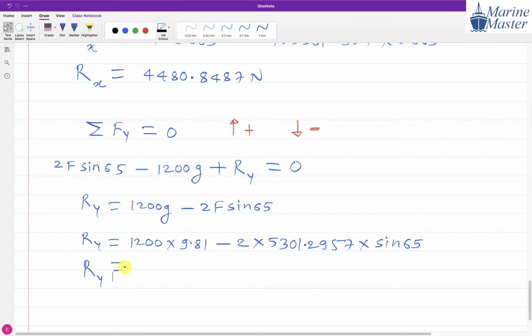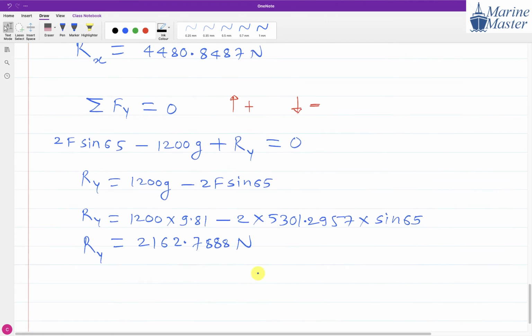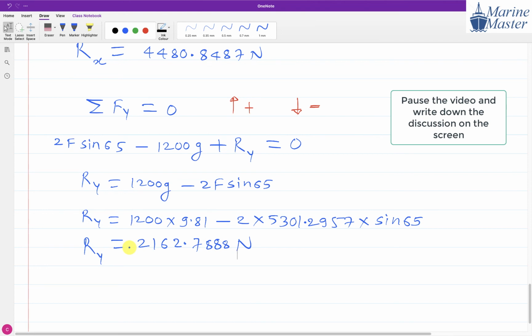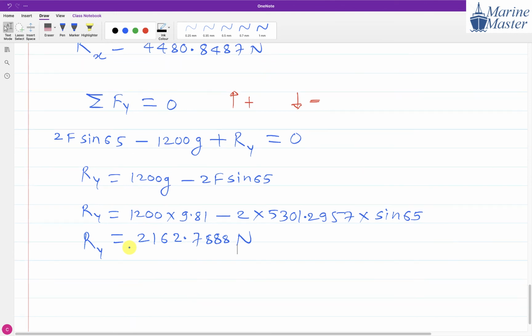Ry is 2162.788. The unit will be Newton. So we got the Rx, we got the Ry. So please write down up to Ry. So now we have Rx and Ry.